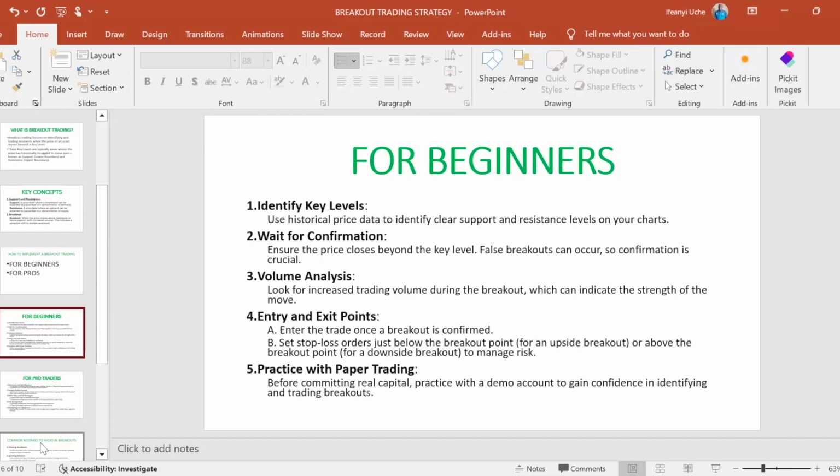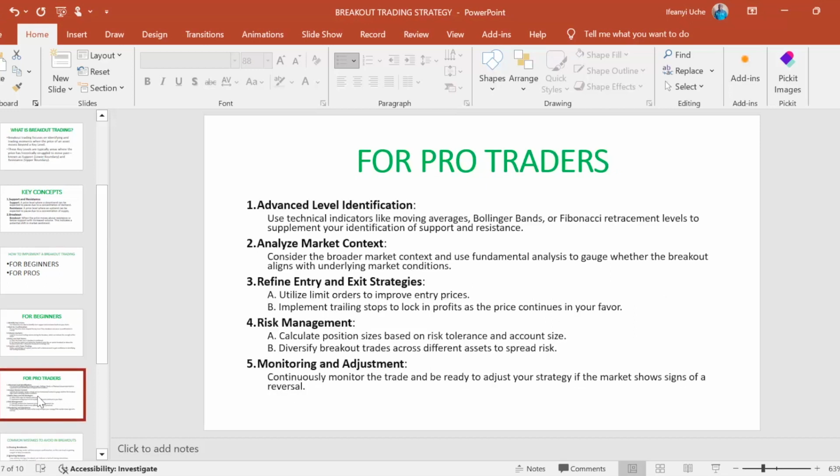real correct breakout scenarios. And by the time you go live, even when it goes against you, you know that, oh, this is just one of those few times it could go against you. And then you look for an opportunity or rest and then come back again rather than give up. Now let's look at it for pros or pro traders.